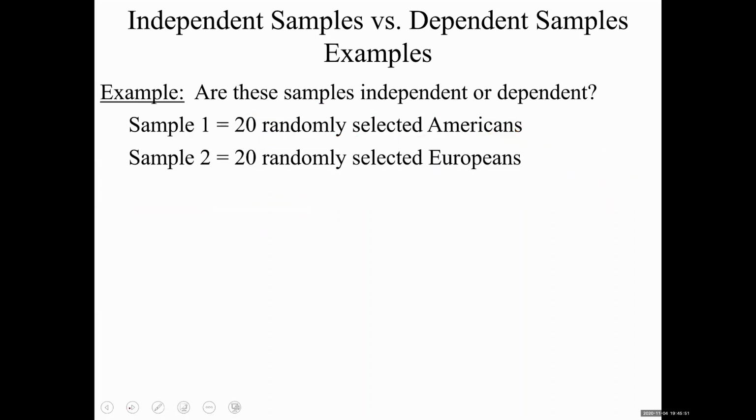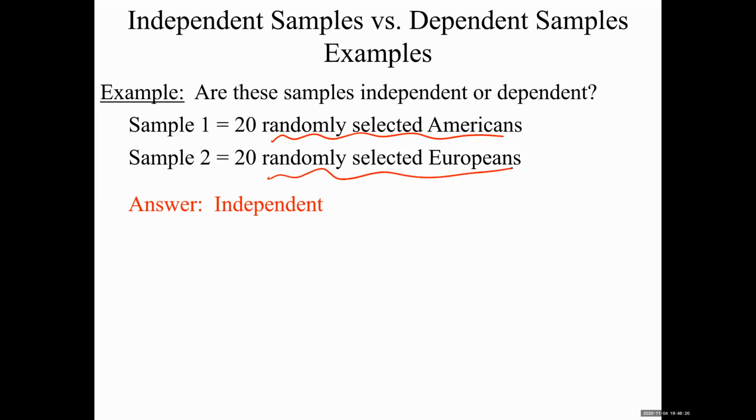Okay, let's try this one. Sample 1 is 20 randomly selected Americans. Sample 2 is 20 randomly selected Europeans. Independent samples or dependent samples? Independent. They're independent, that's right. I tried to trick you a little bit here, very little. But if the sample sizes are the same, that tells us nothing. Only if they're different do I know for sure they're independent. If the sample sizes are the same, they might be independent, they might be dependent. But it says we randomly select some Americans, then we randomly select some Europeans. They're not in any way paired together, so independent samples.